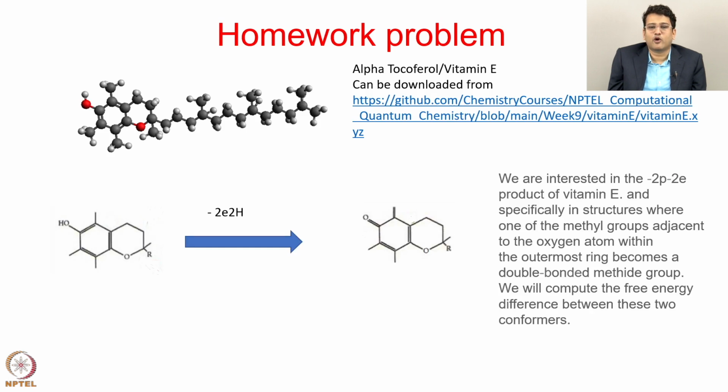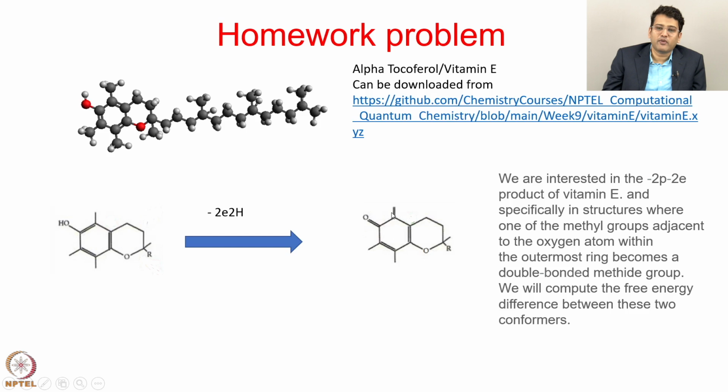So what you are going to do is, in the presence of an acidic or basic environment, remove 2 electrons and 2 hydrogens from here: one of the methyl groups adjacent to the oxygen atom, this one and this one. So one hydrogen will be removed from one of the methyl groups and one hydrogen will be removed from the OH group. Then one of these methyl groups will lead to a double bonded methide group, and there can be 2 possible structures. So this H will be removed from OH. This will become a C double bond O and this will become a methide group.